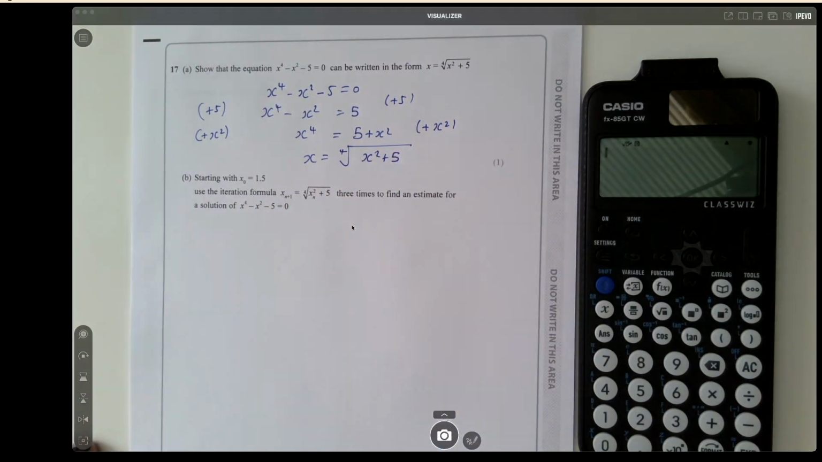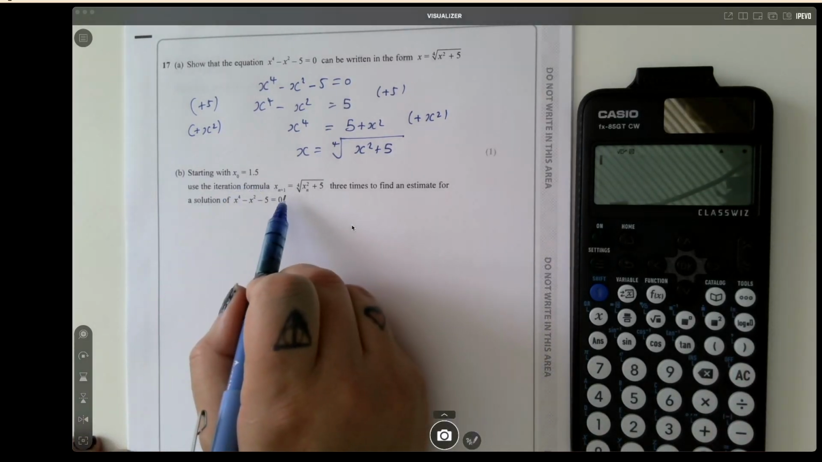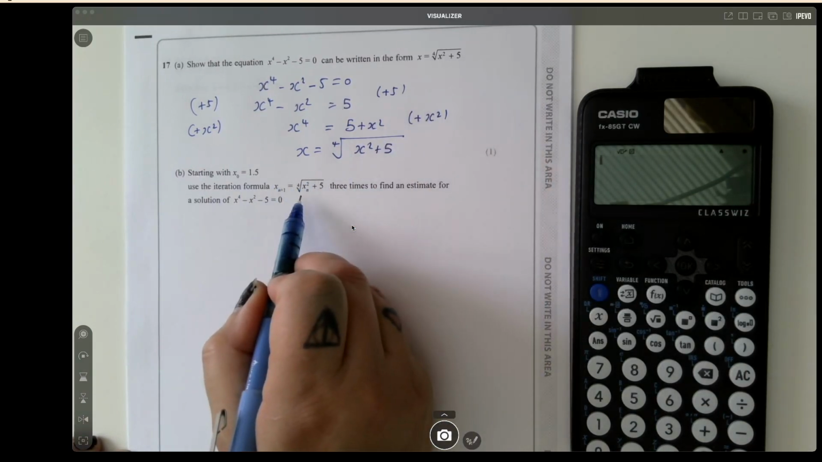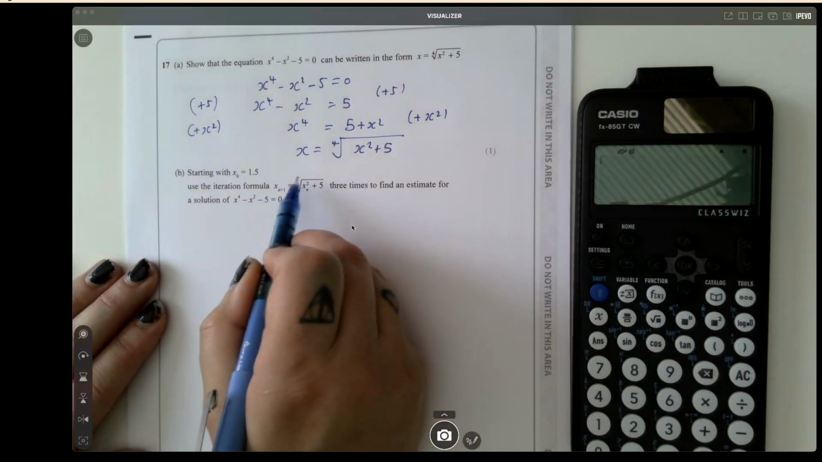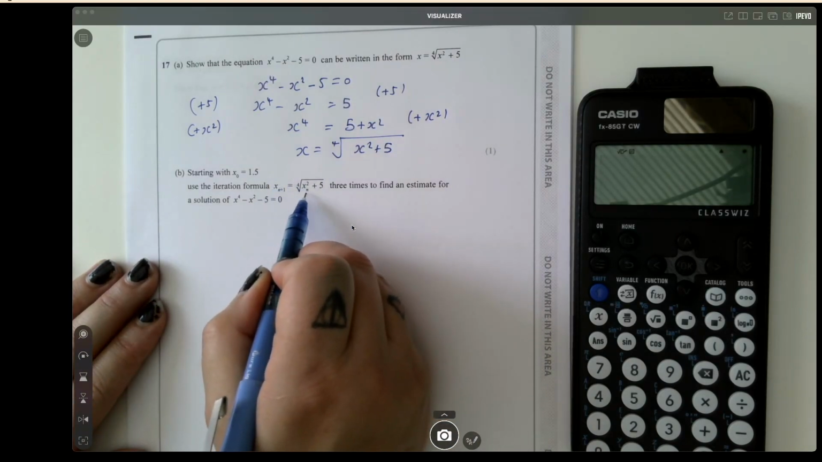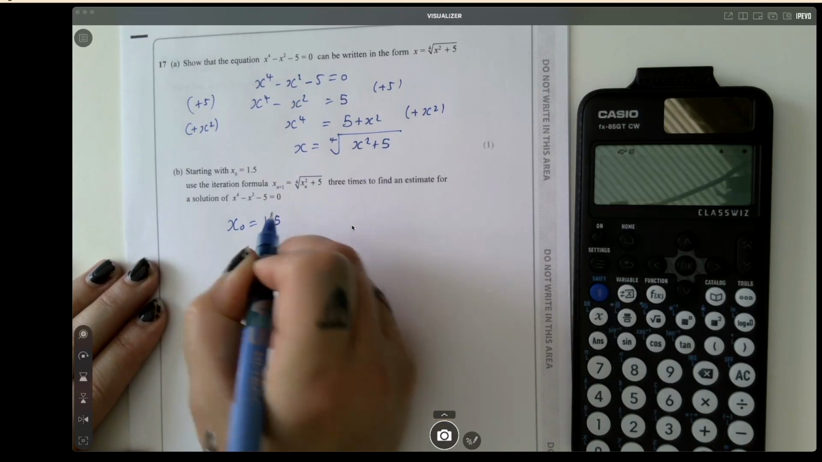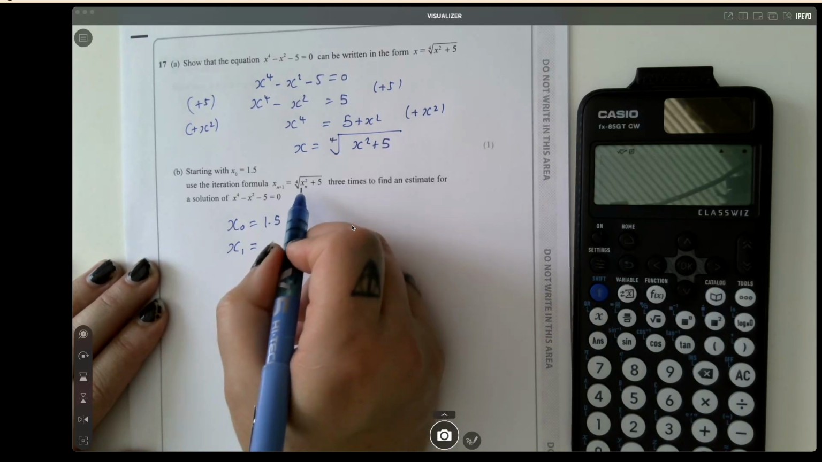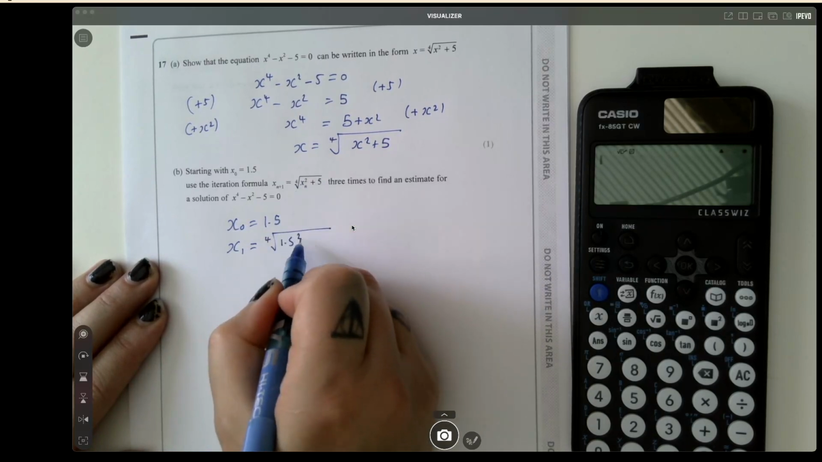Part B. Starting with x0 equals 1.5, use the iteration formula, which is here. It's this formula, but they've used iteration notation, 3 times to find an estimate for a solution of this equation. So what this iteration formula tells us is we use the previous term to find the next term. So the previous term is n, the next term is n plus 1. So if I've got x0 equals 1.5, that's the previous term, and I can use that to find x1. So what I'm going to do is the 4th root of the previous term squared add 5.